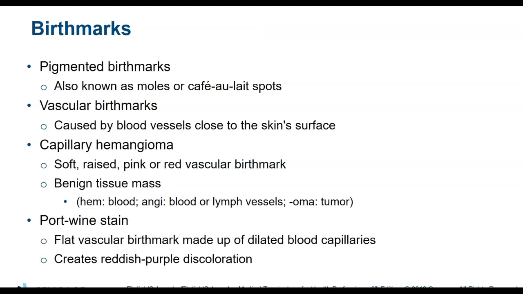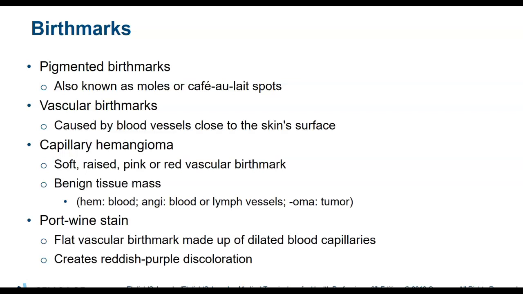Birthmarks that we may see out and about. There are pigmented birthmarks, and we'll say they're moles. The vascular birthmarks are the things probably that we notice the most. So when we look at a capillary hemangioma, this is when you have a soft, raised, either pink or red area that's a birthmark. Sometimes these will actually resolve. The blood will be absorbed into the body, and after a time, those may disappear. They don't always, but they possibly can.